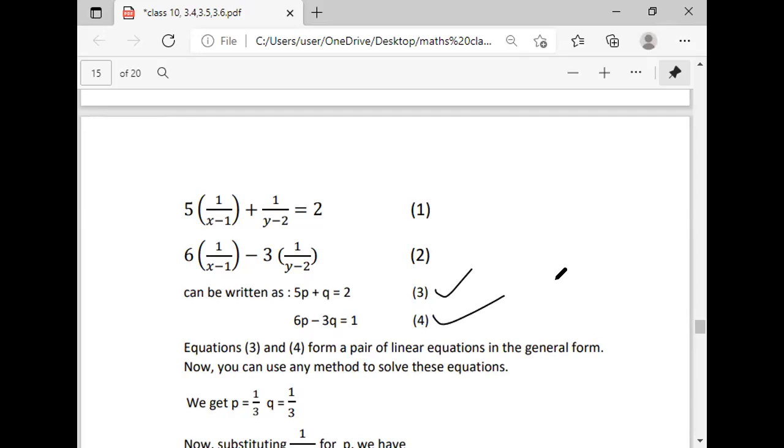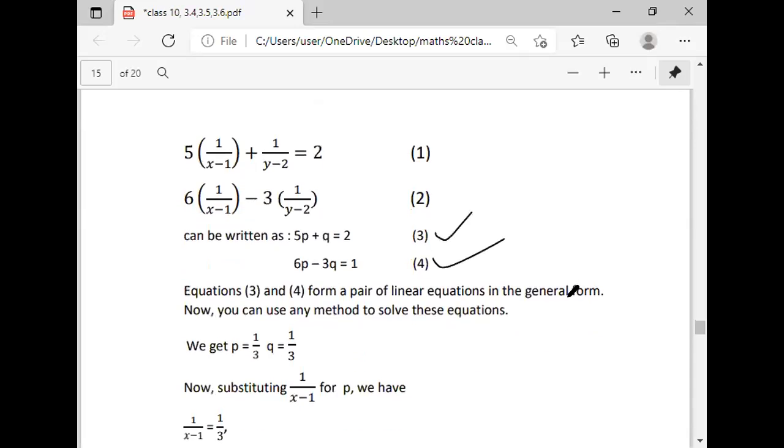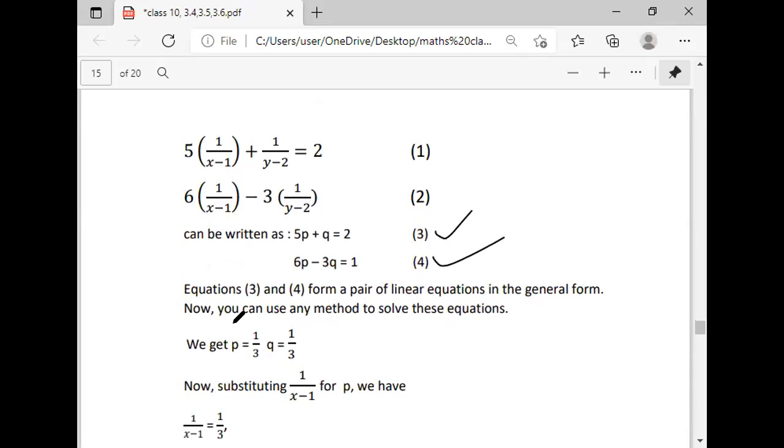Now you can solve it using any of the methods we have learned. We are just skipping those steps actually. You should do it. I am just showing you how to solve it using any of the methods. Any method can be used. And when we solve it, we can see that p is equal to 1 by 3 and q is equal to 1 by 3. But again, don't stop till here.